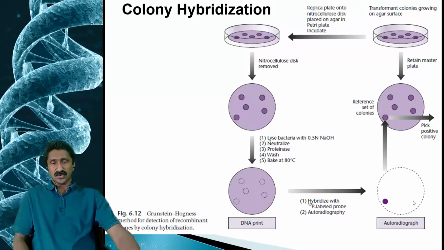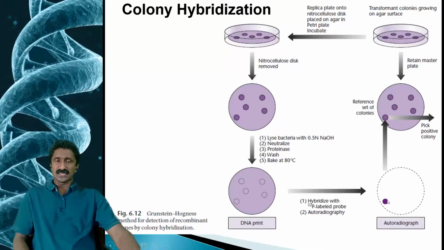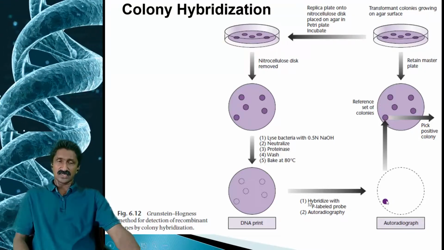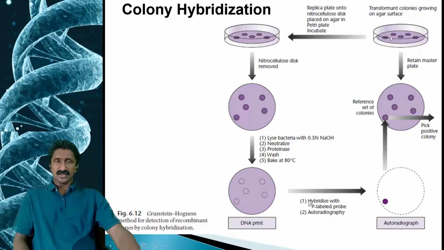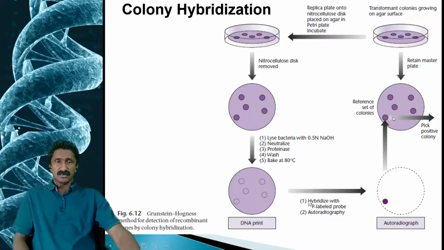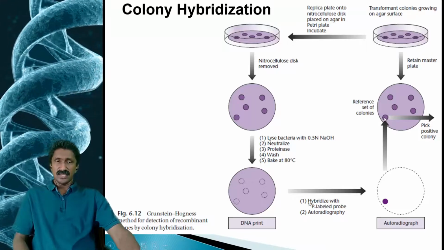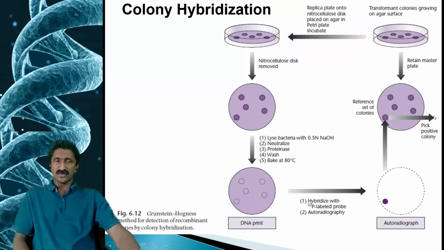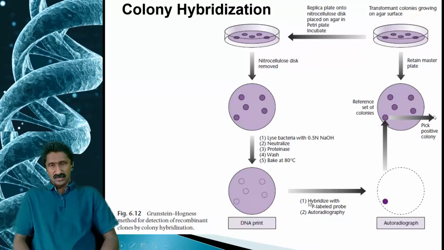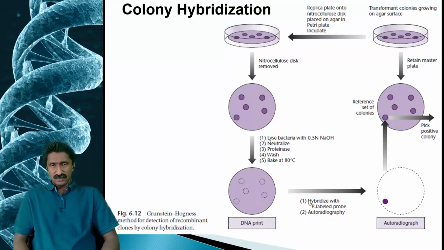An autoradiography will give you the spot which contains the successful colony, which is carrying that particular sequence. And you can retain the master plate here, and by looking at the master plate, you can locate the colony and pick this colony as a positive colony for a subsequent cloning process. So this is about the colony hybridization. Is it clear?